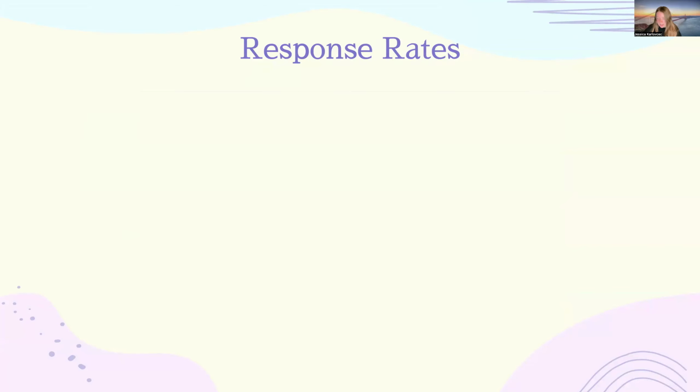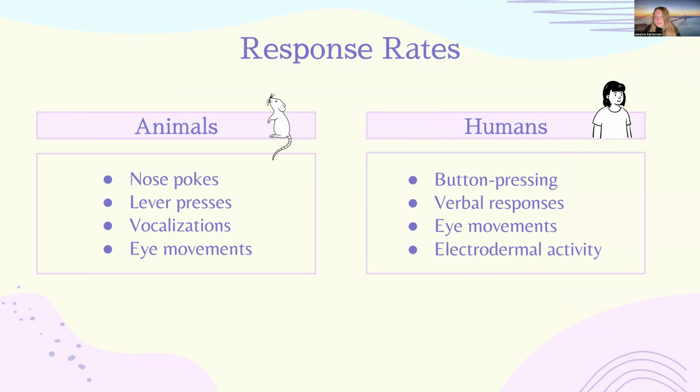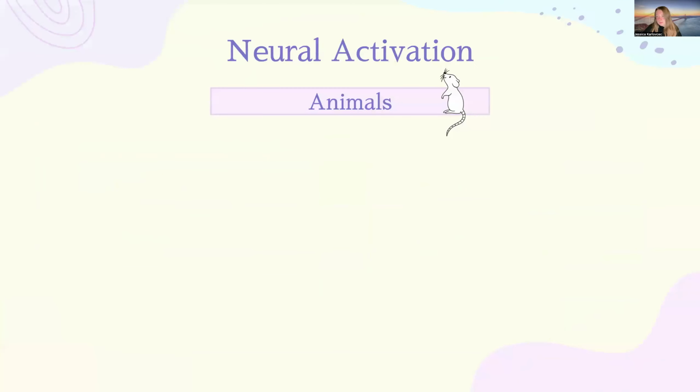Another way we can visualize behavior is through the collection of certain types of responses through computers or various machines. In animals, we can collect data on quantities of nose pokes, lever presses, vocalizations, eye movements, and more. And in humans, we can collect data on quantities of lever pressing, verbal responses, eye movements, and electrodermal activity, which is a measure of sweat gland activity and is linked to sympathetic nervous system activity. And there's lots else that we can measure from humans as well.